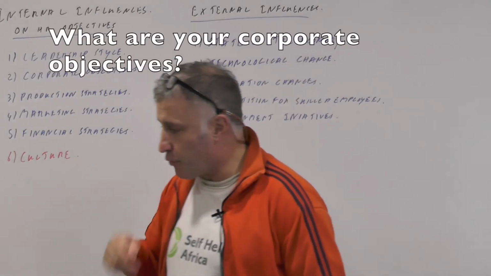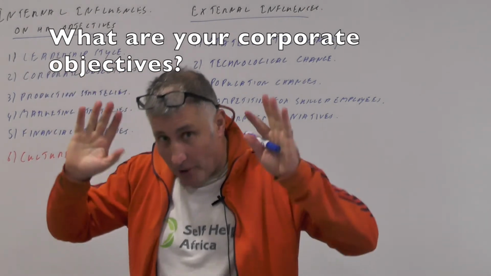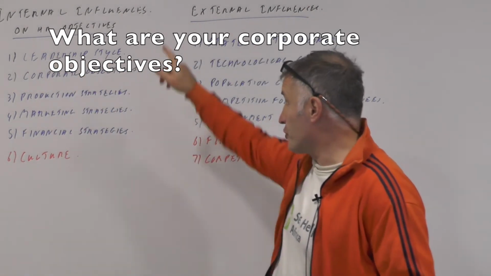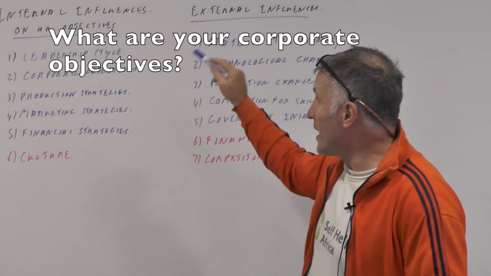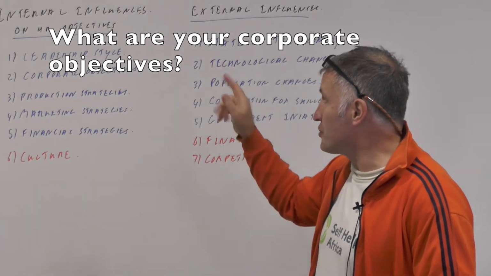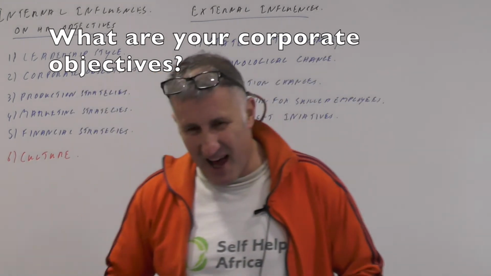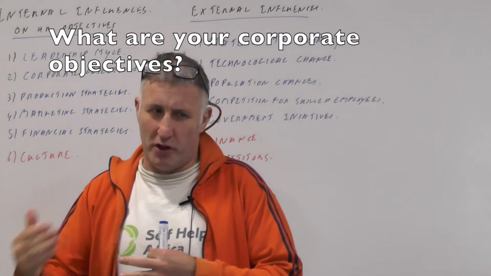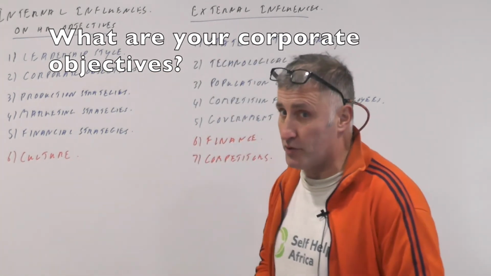This is still lesson 51, and I'm just looking at internal influences on HR objectives and external influences on HR objectives. Now, you do get a lot of, well, what are the internal influences on something, or the external, and they tend to be quite the same sort of thing.